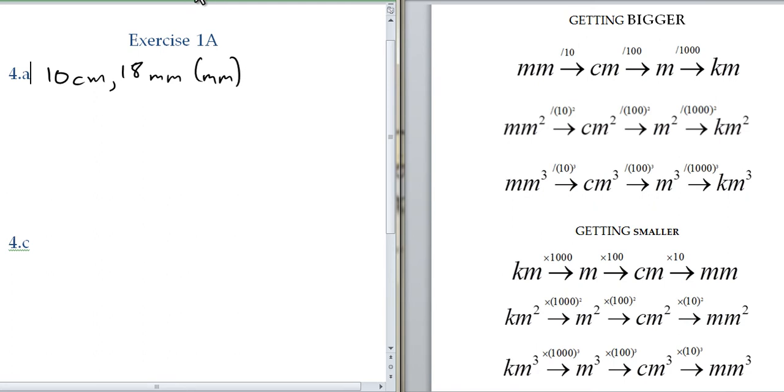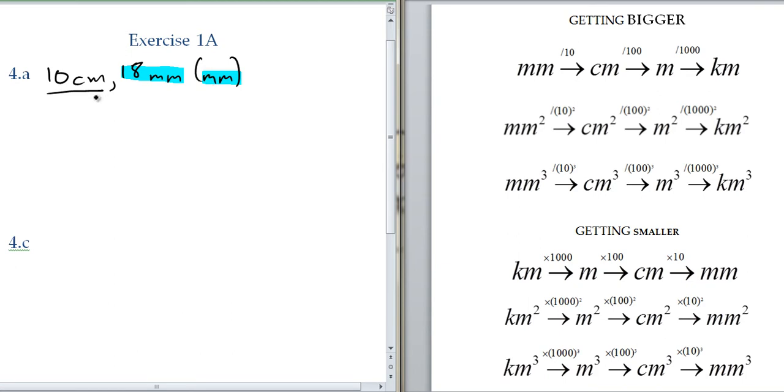Alright, so straight away we look at what is the desired unit. So what's the unit we want at the end? The unit we want at the end is millimeters. And we have millimeters here already, so we don't have to do anything with this part of the question. All we have to do is convert this 10 centimeters into millimeters.